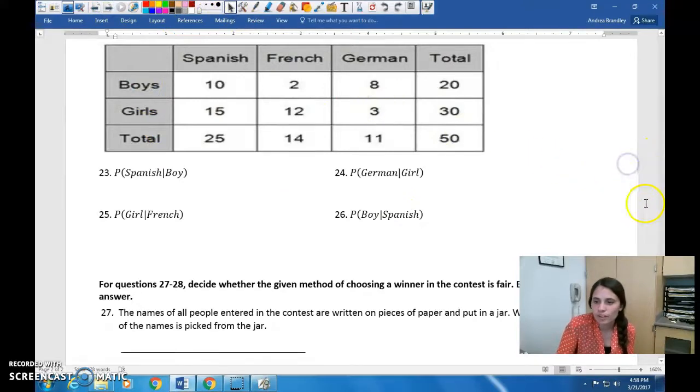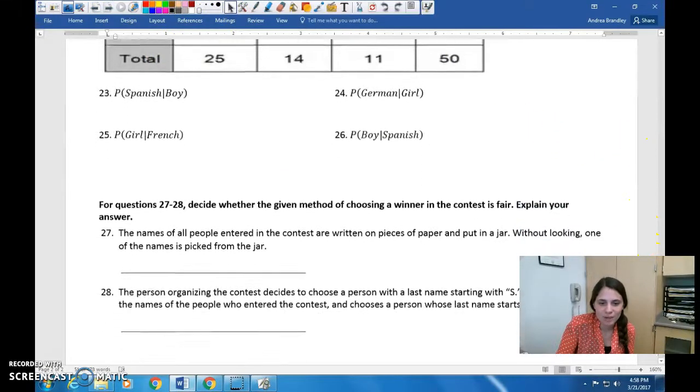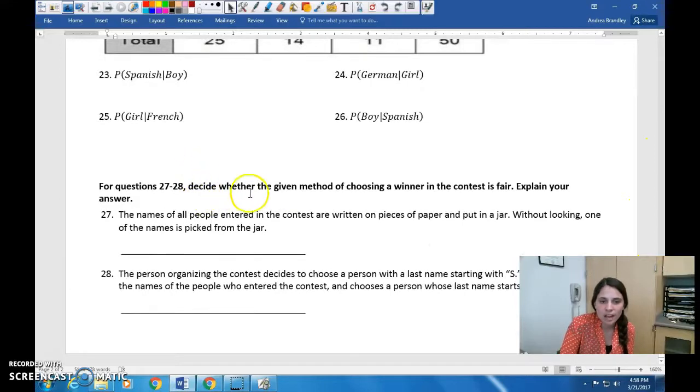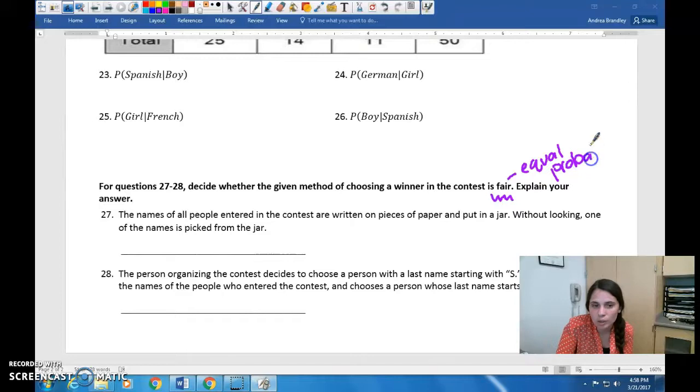On to 27 and 28, which is reasoning with probability. We're supposed to decide whether the given method of choosing a winner in the contest is fair. Explain your answer. So the biggest thing to remember is this word fair. In the context of probability, it means equal probability. The probability is equal for each person to win.